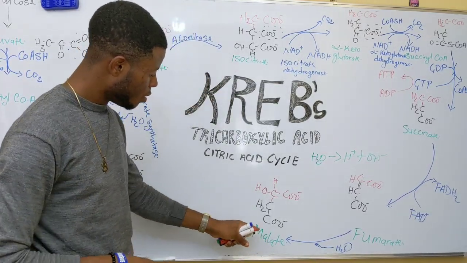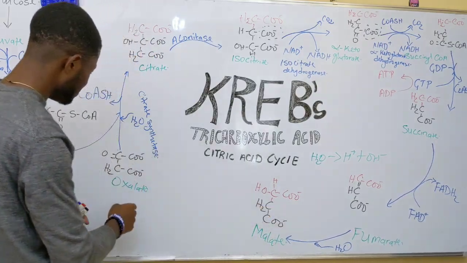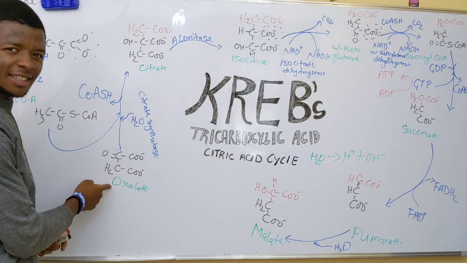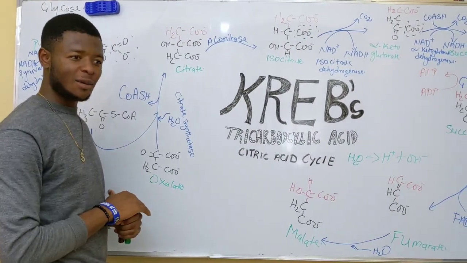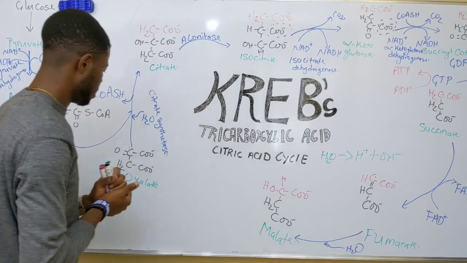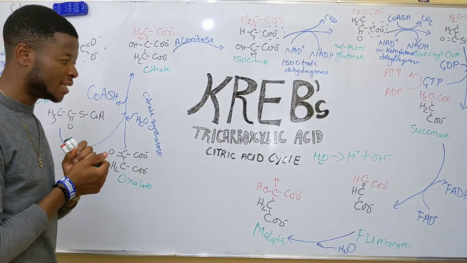Now, if this is how my malate looks like, I need to leave from this compound back to this compound. Isn't that cool? I'm supposed to leave from this compound back to this compound. If I'm to do so, what is supposed to take place? What is going to happen in this new compound?